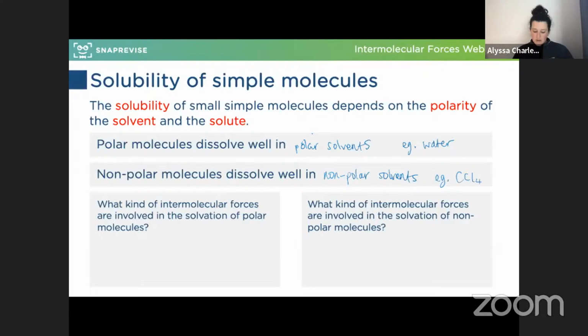Super quickly, what kind of intermolecular forces are involved in the solvation of polar molecules? So when we've got polar molecules dissolving in polar solvents, what are the intermolecular forces that are likely to be present or can be present? Anybody know? Hydrogen bonds, good. Not all the time, obviously, because it does depend on what substance we've got, but we could have hydrogen bonds involved. What else could we have?